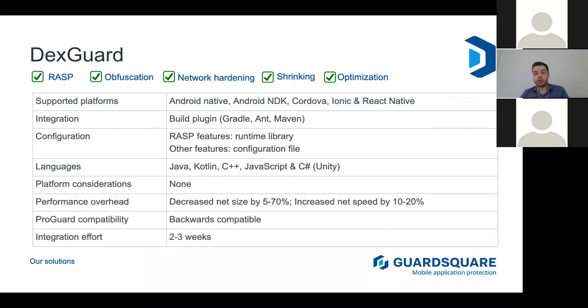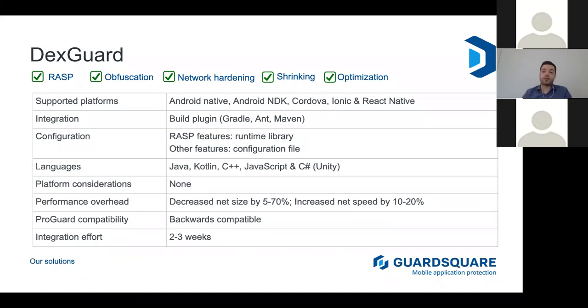We also offer an SSL pinning implementation. And finally, as an icing on the cake, we also offer shrinking and optimization. With these last 2 steps, we can actually reduce the size of your application by 5 to 70% and increase the speed by 10 to 20%, even though we applied all the obfuscation and all the security features to your code.